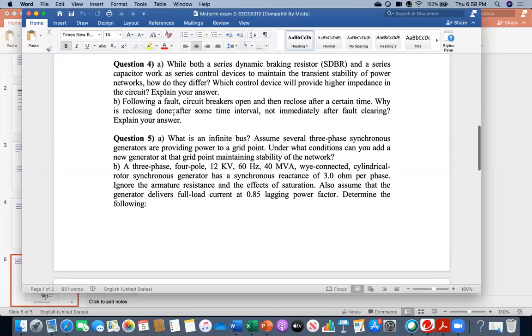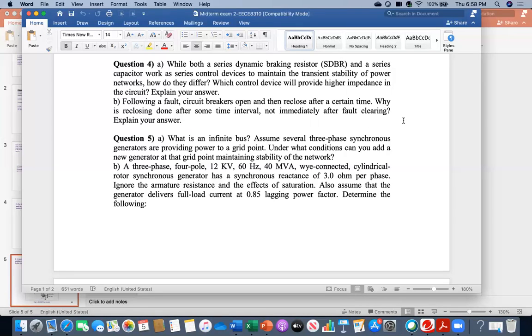Okay, then following a fault, circuit breakers open and then reclose after a certain time. That you know. Why is reclosing done after some time interval, not immediately after fault clearing? Why is that time needed? We discussed that circuit breakers open within 5 cycles, and then we said circuit breakers reclose after 30 cycles up to 60 cycles. Why is reclosing done after that time interval, not immediately after fault clearing?